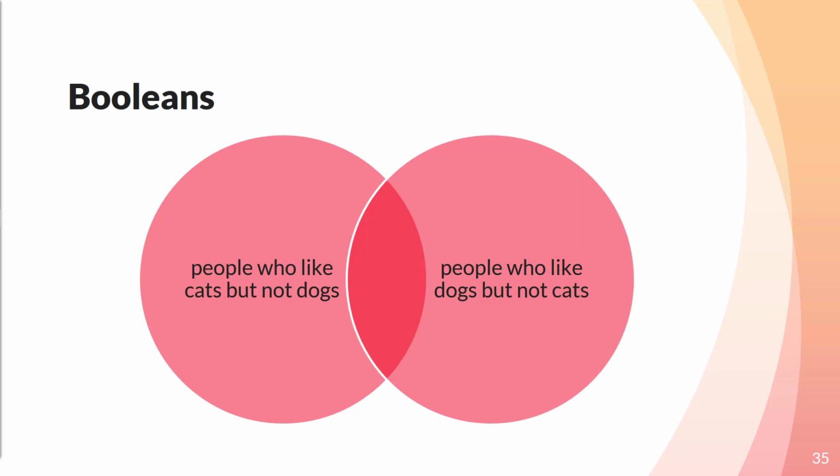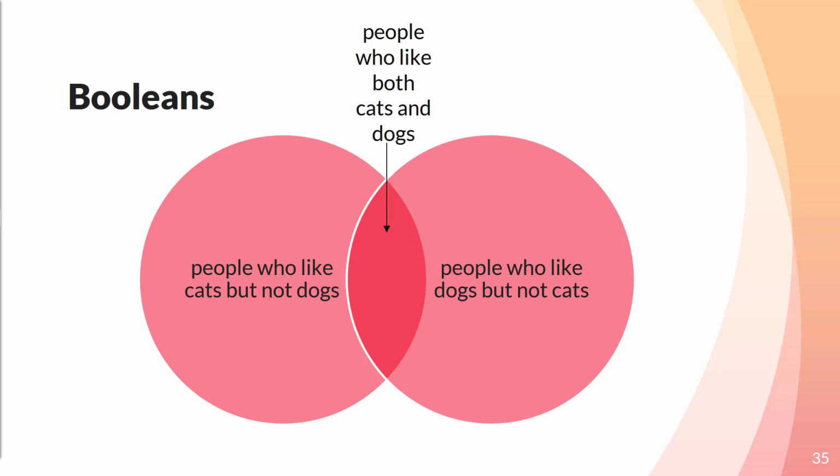Here we have one circle for people who like cats but don't like dogs. They live in that circle on the left. Then on the right, we have a circle for people who like dogs but not cats. In the middle, we have people who like both cats and dogs. So our circles on the left and right are our or. We can search for people who like cats or who like dogs, and we'll include all of those people who like one or the other. We'll even include people who like both because they like at least one of them.